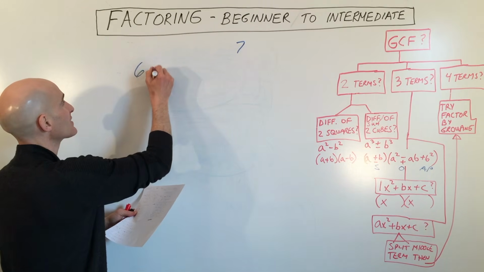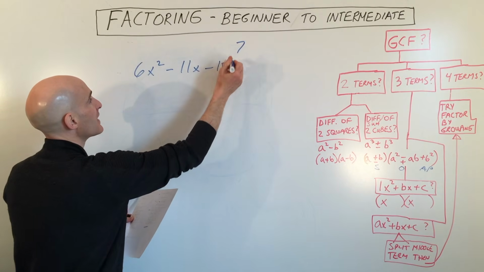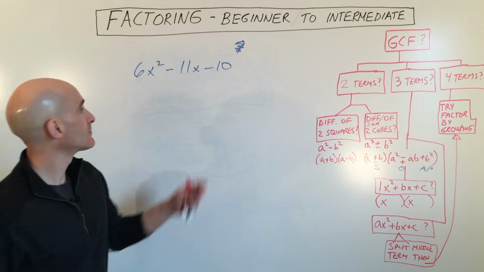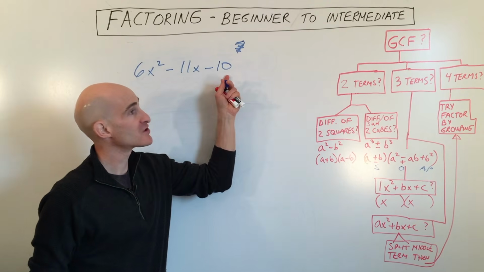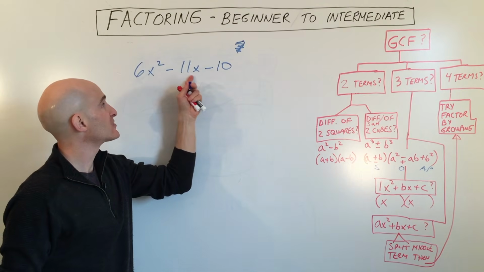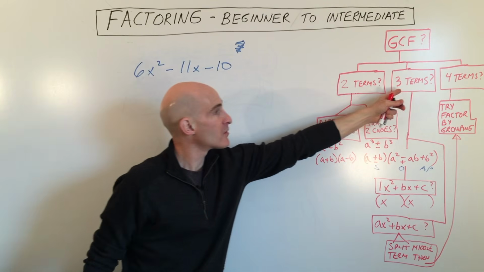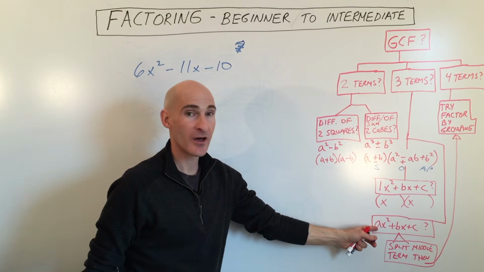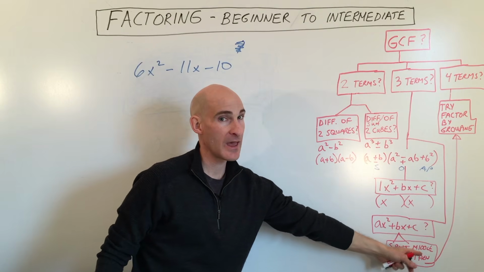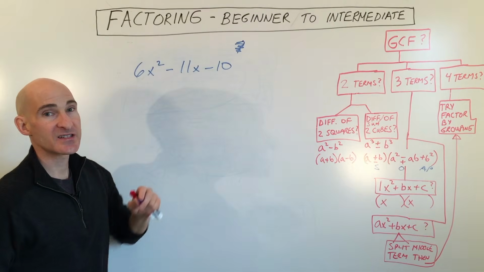We've got 6x squared minus 11x minus 10. So what we're going to do in this problem here is, first thing, you look to see if there's a greatest common factor. Doesn't look like there's anything we can divide out of all 3 terms. We know it's 3 terms, and we know the leading coefficient is something other than 1. So what we're going to do is split the middle term, and then factor by grouping. So here's the technique.